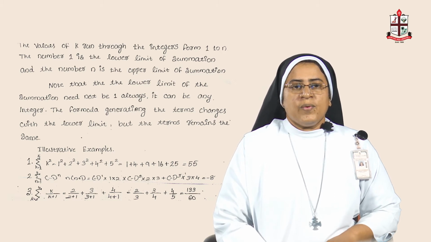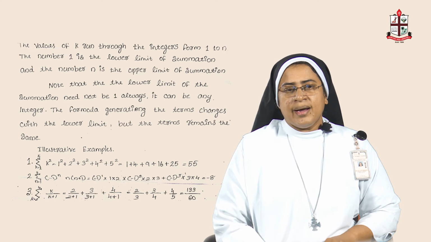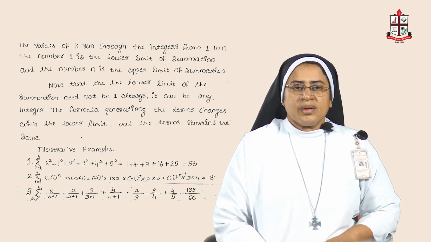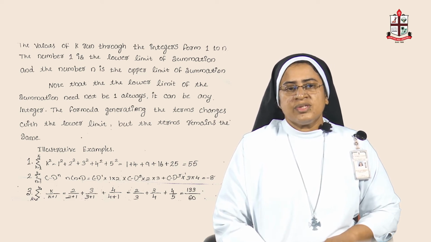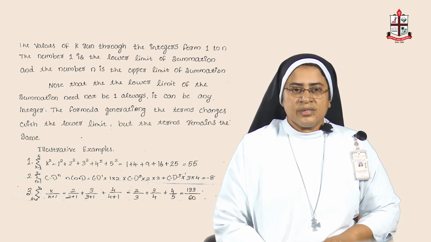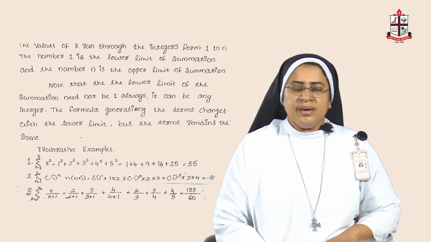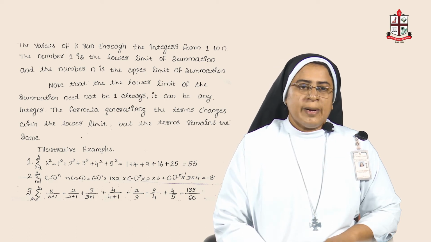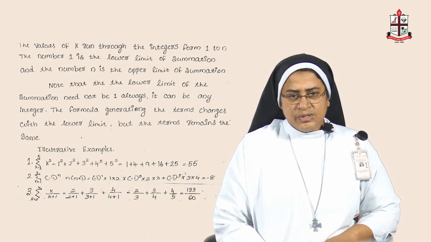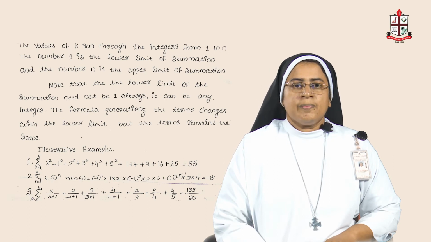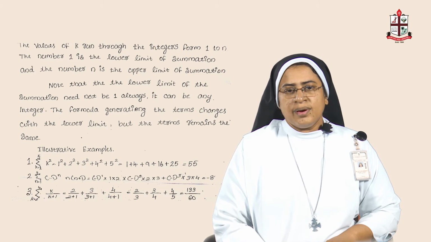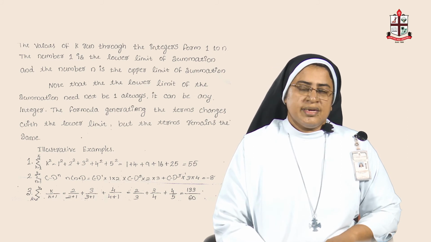Third sum, k equals 2 to 4 of k by k plus 1. We will write as usual, k equals 2, 2 by 2 plus 1, then plus k equals 3, 3 by 3 plus 1, then k equals 4, 4 by 4 plus 1, that is 2 by 3 plus 3 by 4 plus 4 by 5. The LCM is 60, and when you do the problem, you will get 133 by 60.